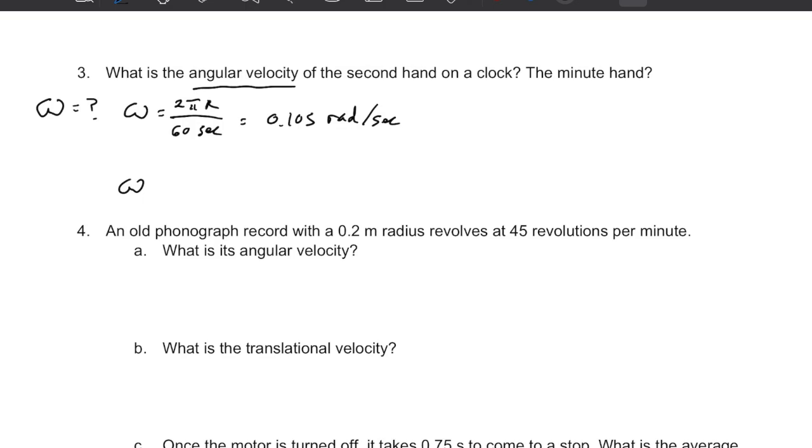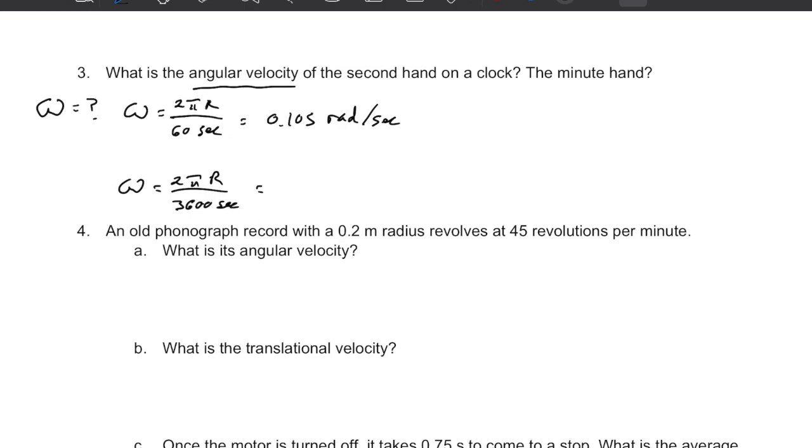Now we're going to do the same thing for the minute hand. Again, omega being angular velocity, units are radians per second. We want to set up our information so that we're provided the desired units, radians per second. It's 2 pi radians for the minute hand to go all the way around. It takes 3,600 seconds for that to happen.